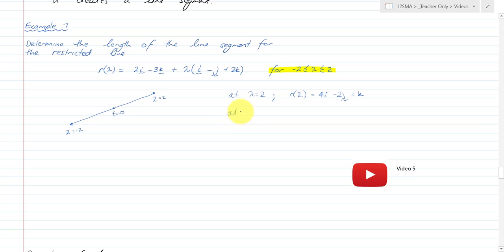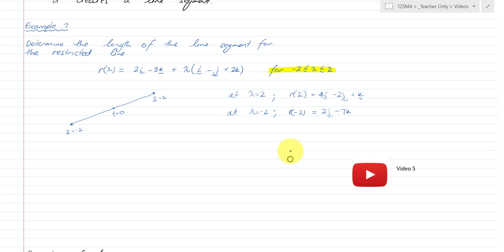At lambda equals -2, I get r -2, and my calculations go as follows. 2i minus 2i just gives me 0, and I'm just going to leave it off. Then 0j minus -2j gives me 2j. And then -3k minus 4k gives me -7k. So there is my position at r -2.